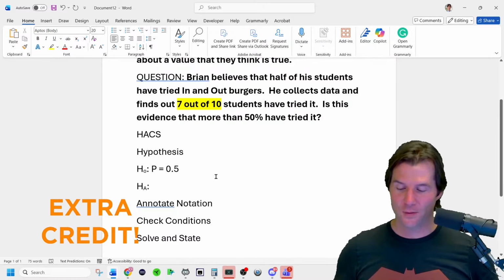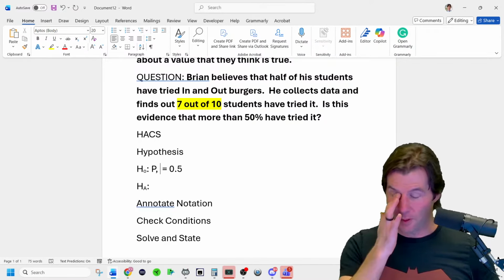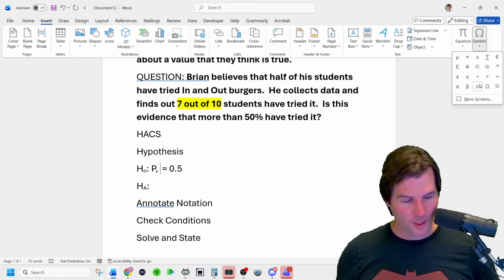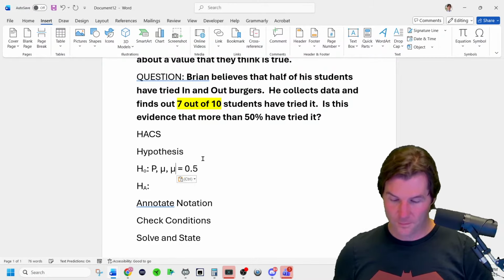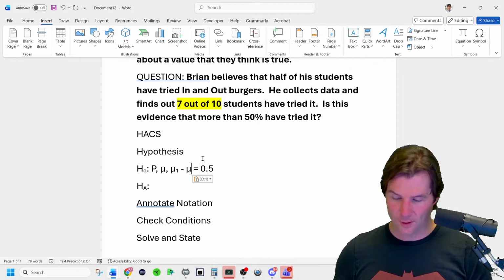I'll give you a hint: for our tests, the answers for the parameter are either going to be p, or mu, or mu1 minus mu2. These are the only parameters we use. In this class, there are other ones, and these are the different chapters we cover.